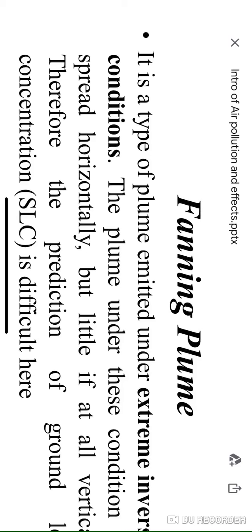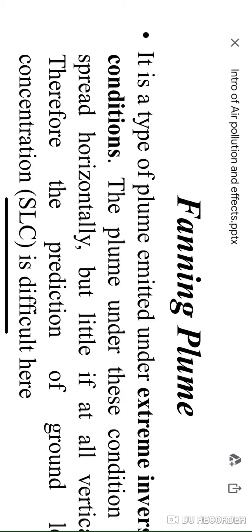Then it breaks down when the sun rises the next morning and the cold layer above the warmer layer gets warmer once again. Then there will be vertical movement of the air pollutants, and normal movements of the air will start, vertical as well as horizontal. Okay, that is about the radiation inversion.